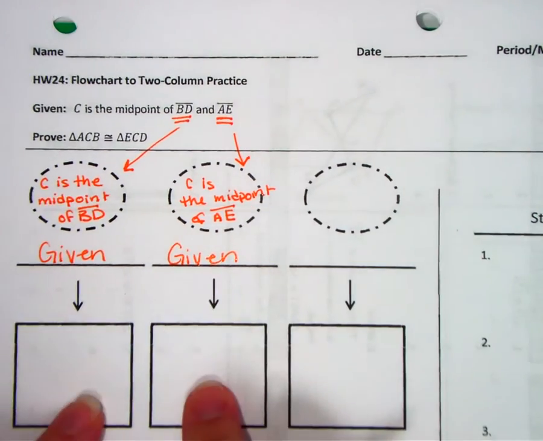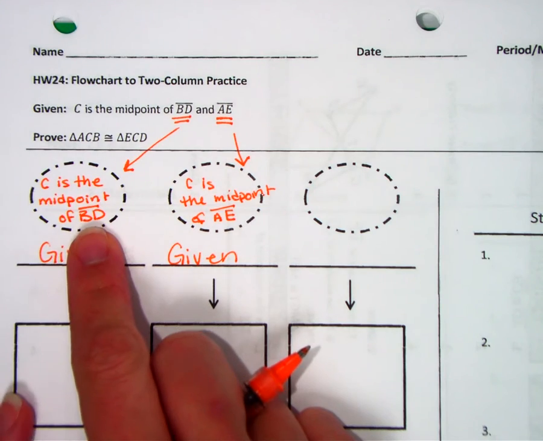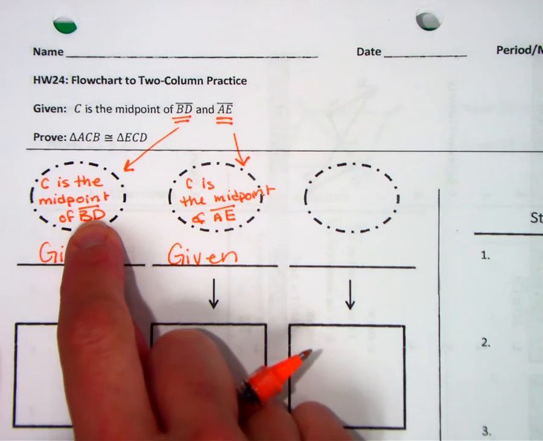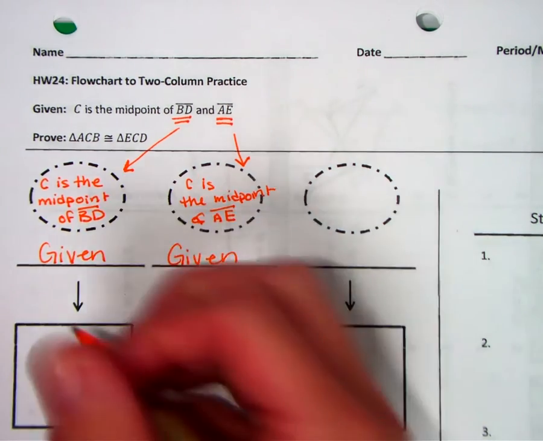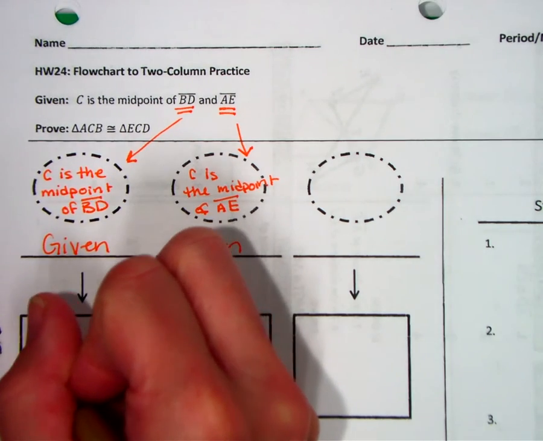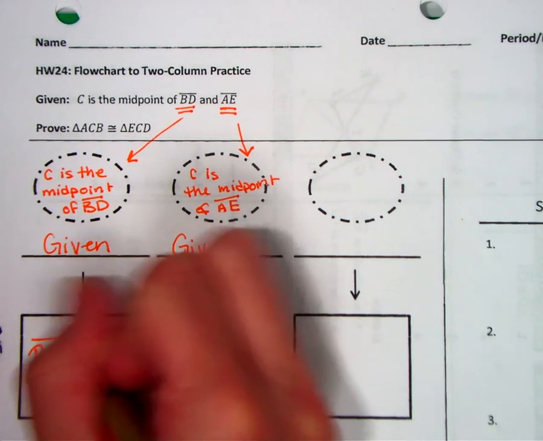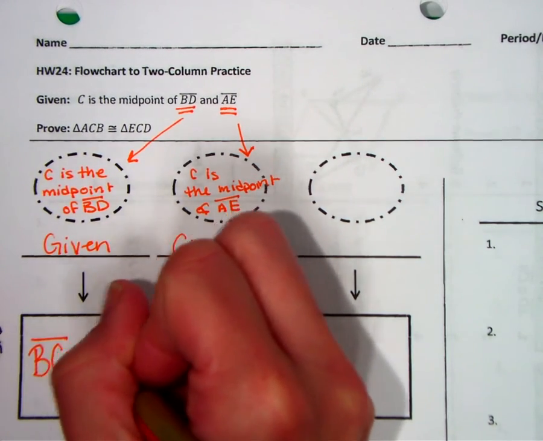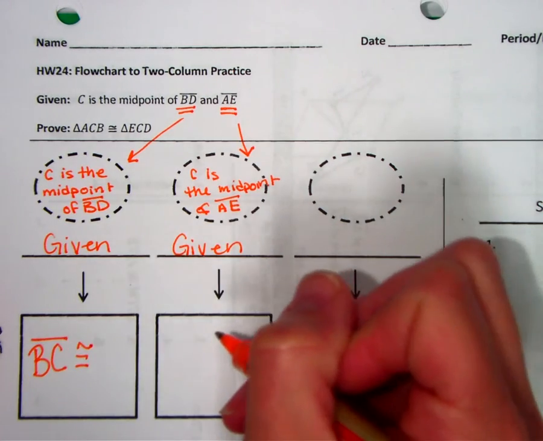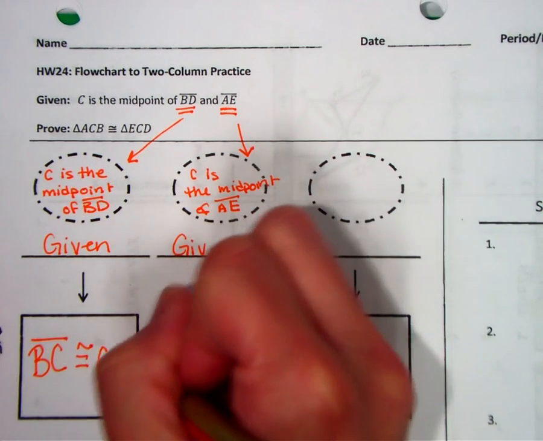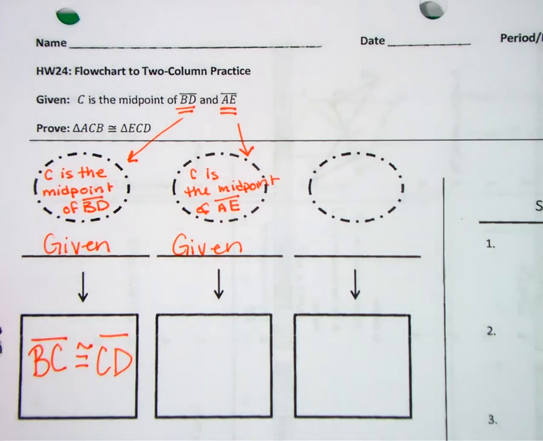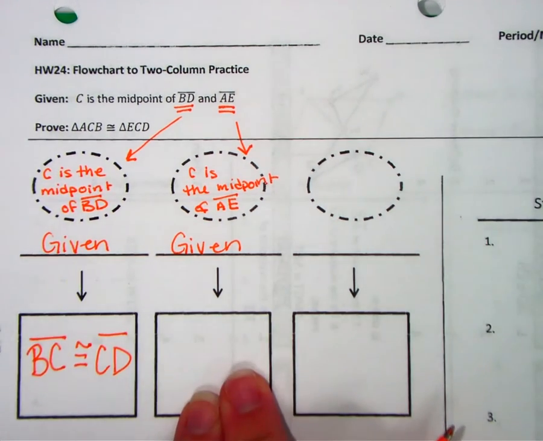And then from there, you would write in the statements that are congruent based on it being just the midpoint of this one segment. So my first one would be BC is congruent to CD by definition of a midpoint. And then you would have a second statement here.